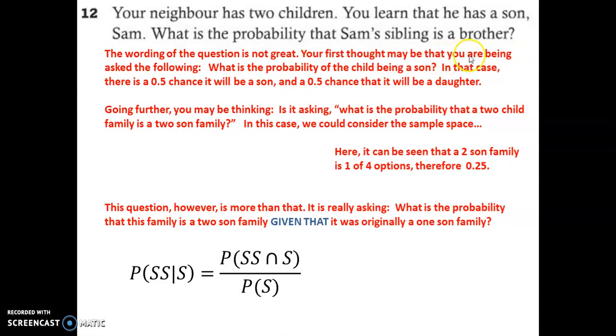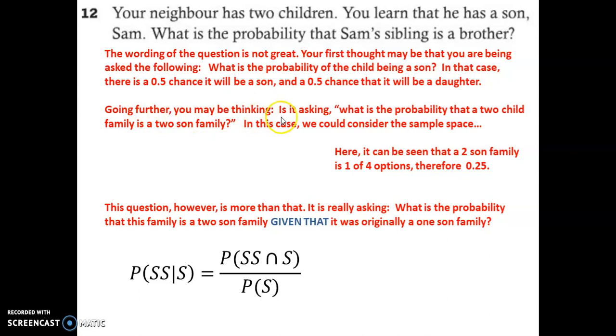Your first thought may be that you are being asked the following: what is the probability of a child being a son? Well, that's easy, because you can have a son or daughter. So in that case, there's a 0.5 chance it will be a son, 0.5 a daughter. So it seems like we're done. What's the chance of Sam having a brother? Well, what's the chance of that next baby being a boy or girl? It's 50%. But going further, this question is actually asking a different thing altogether.